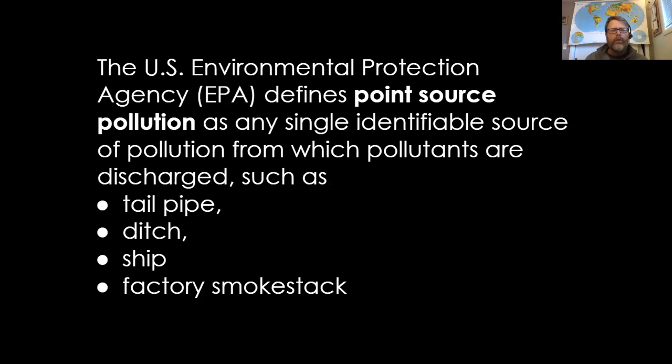If we take the official government definition of point source pollution, it is exactly what we're talking about: an identifiable source of pollution from which pollutants are discharged, such as a tailpipe, a ditch, a ship, or a factory smokestack. These are all things that you can see, identify, measure, and control. You could put a filter on it. You can do all sorts of things with these point source pollutants.